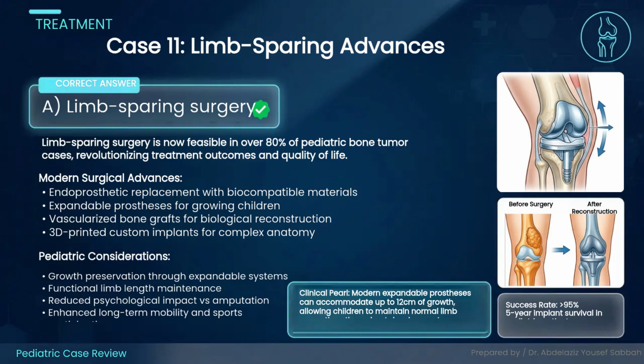Modern expandable prostheses can accommodate up to 12 centimeters of growth, allowing children to maintain normal limb proportions throughout development. The 5-year implant survival success rate exceeds 95% in pediatric patients. Amputation is reserved only when neurovascular encasement makes limb-sparing surgery oncologically unsafe.